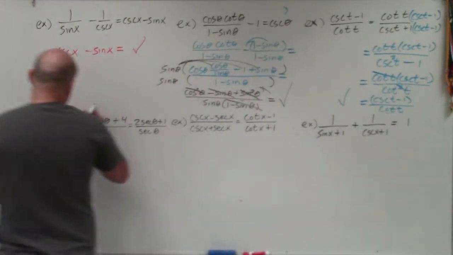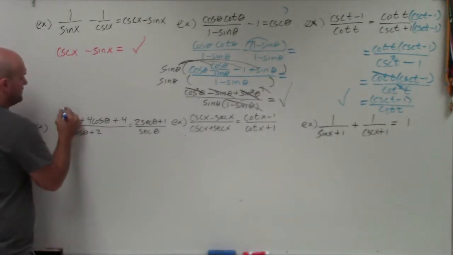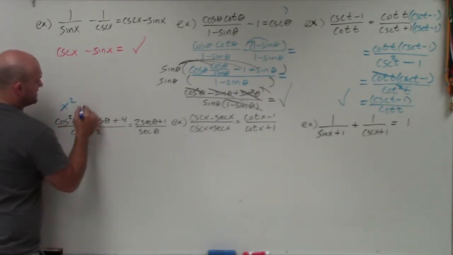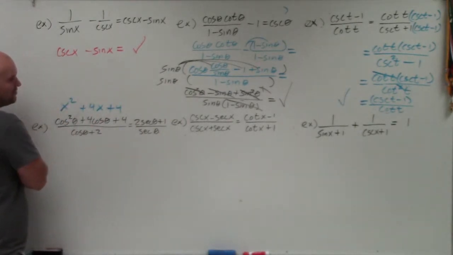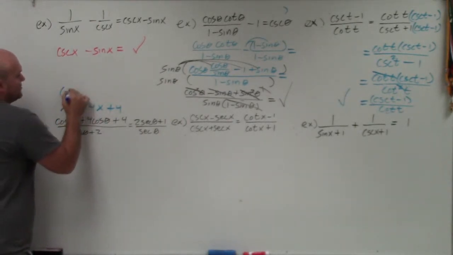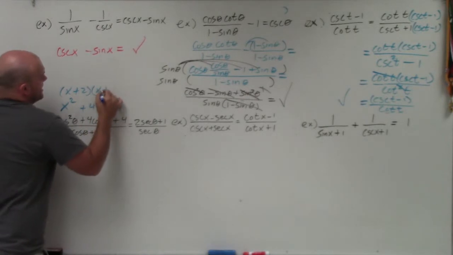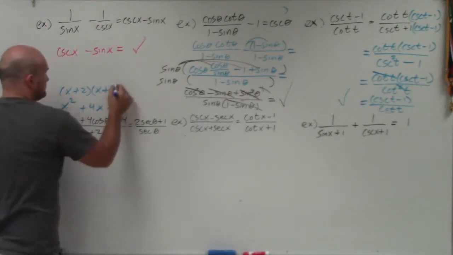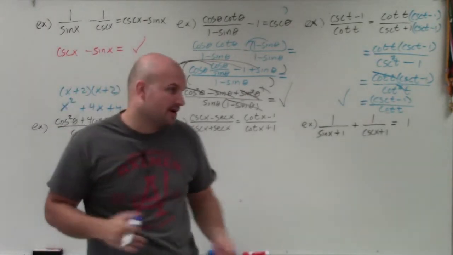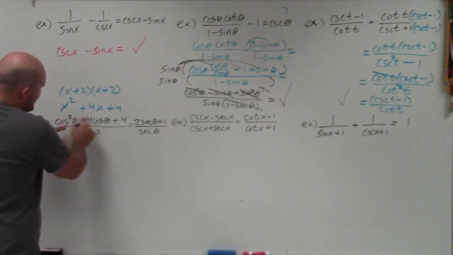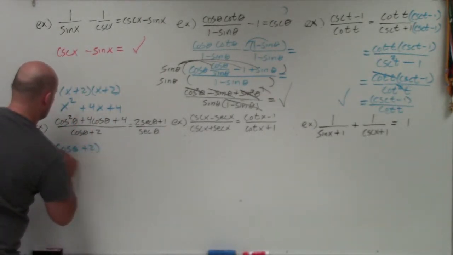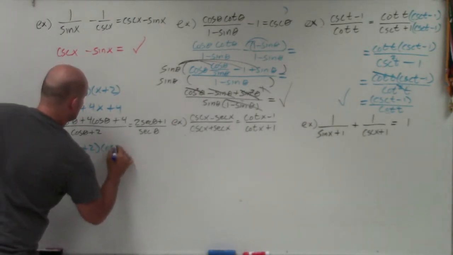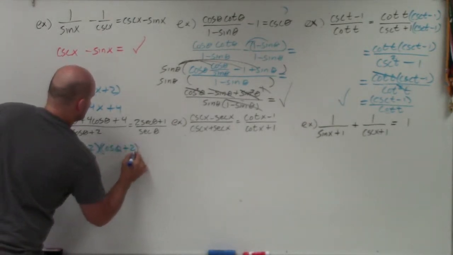So one thing that I look at this is I automatically see factoring. And if you don't see factoring, replace the cosines with an x. So if I looked at that as x squared plus 4x plus 4, I say, oh, that's factorable as x plus 2 times x plus 2. Or x plus 2 squared, right? So I can do the same thing with my cosines. I can factor this as cosine of theta plus 2 times cosine of theta plus 2.